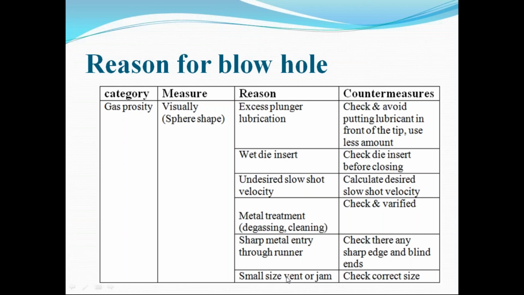The next one, this is small size vent or jam. The vent is very important. All the gases can escape through this. If gas is trapped, it can produce a blowhole. So if the vent size is small or it is jammed, that means it's not clear, then gas porosity happens. So check the correct size. So these are the main reasons under two different categories, shrinkage porosity and gas porosity.